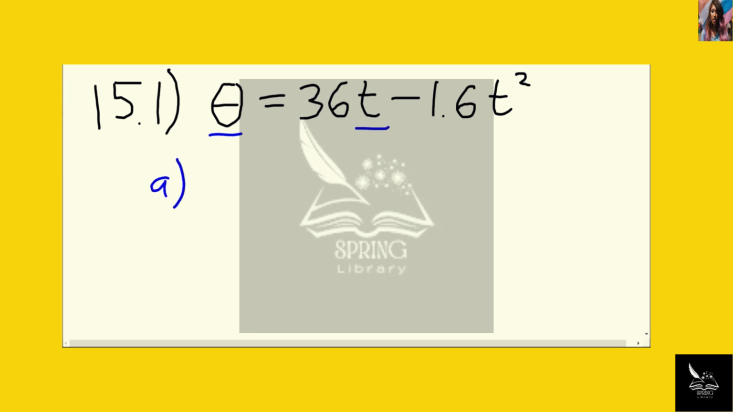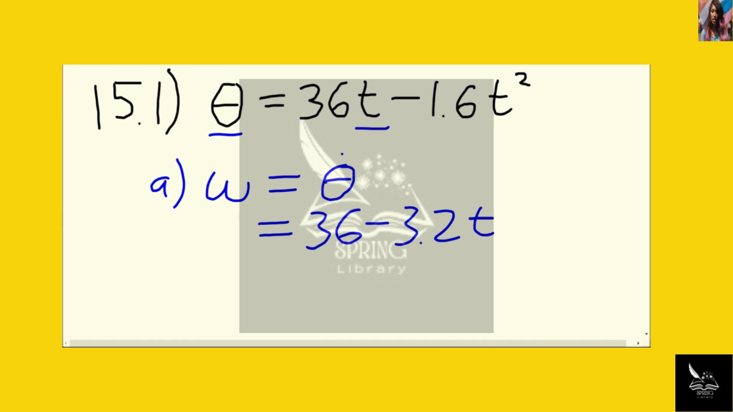Part A, we're asked to find the angular velocity at time t equals 2 seconds. We can get the equation for angular velocity because that is just the derivative of angular position with respect to time. So theta dot, if we take that derivative, we get 36 minus 3.2 t.